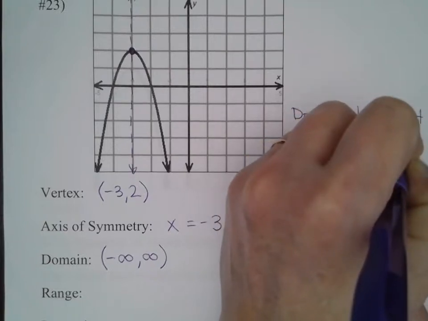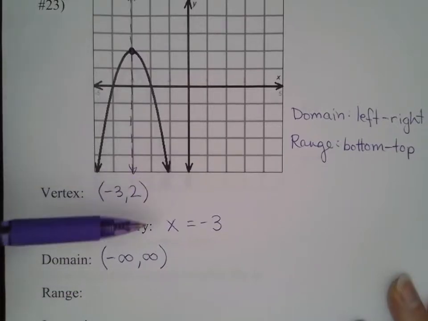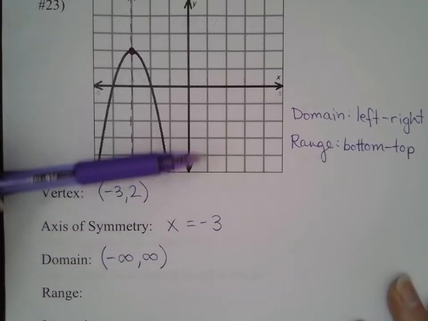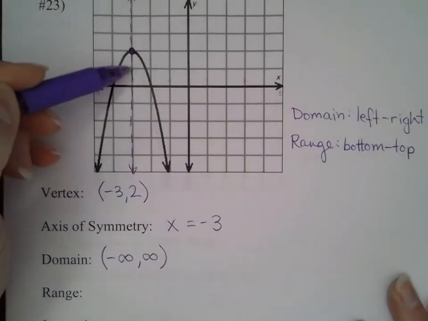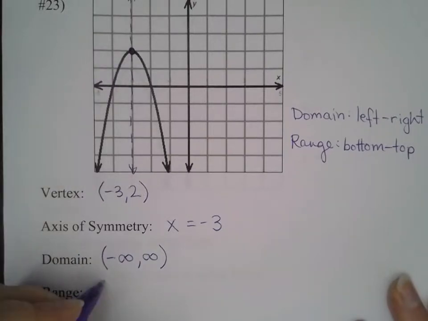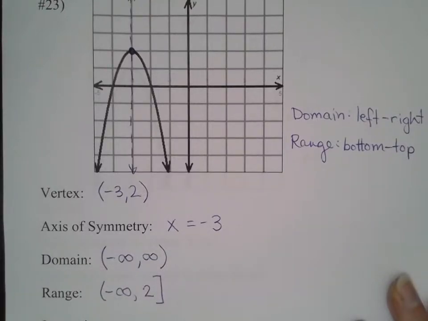The range, because it's vertical, runs bottom to top. So there is no lowest point in this graph. It's going to continue on to -infinity. But as we go up, there is a highest point, and the highest point has a y value of 2. So the range goes from -infinity up to 2. There is a point there, so we want to include the 2, and we use the square bracket to show that.